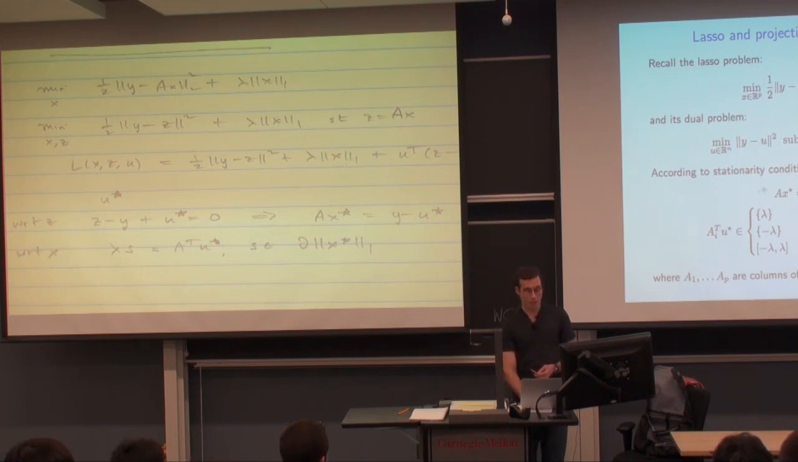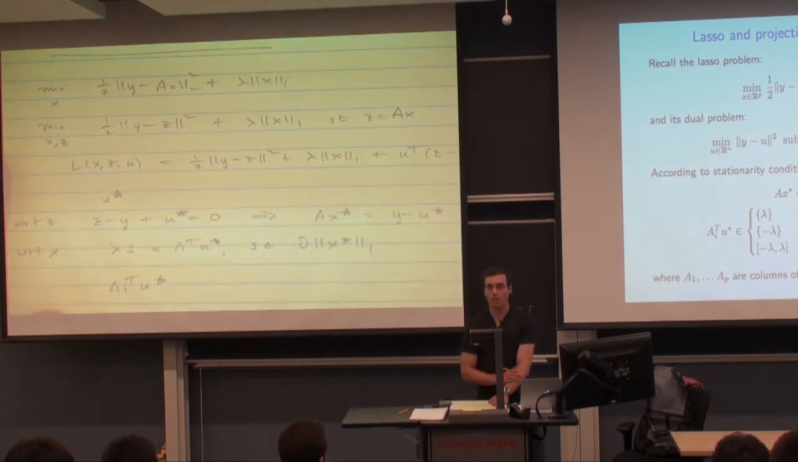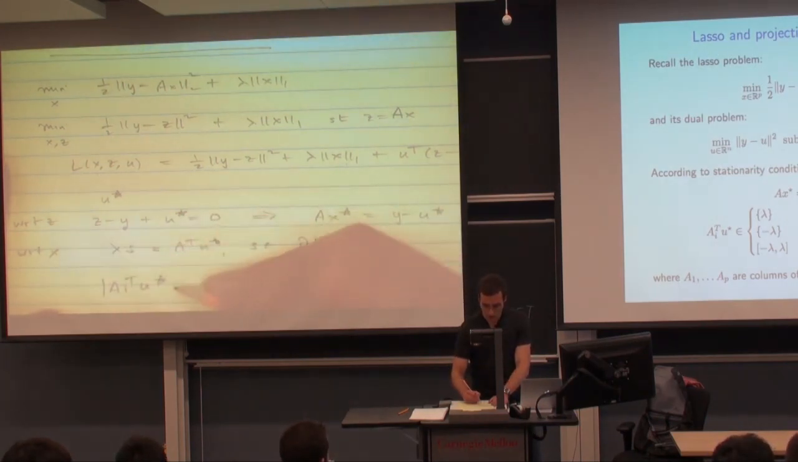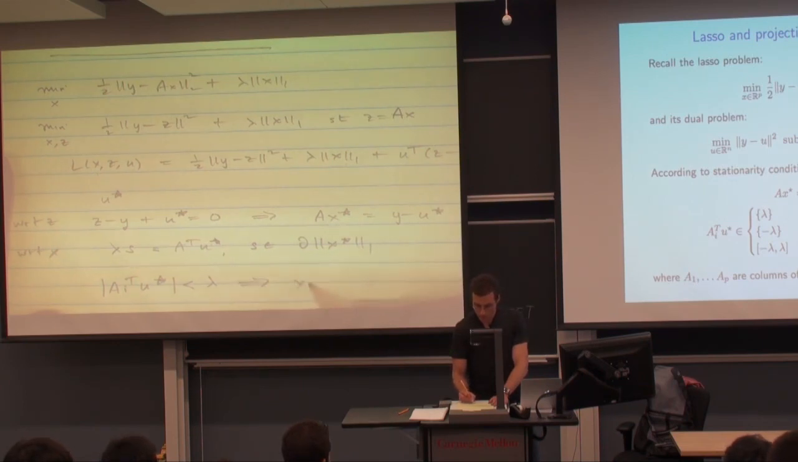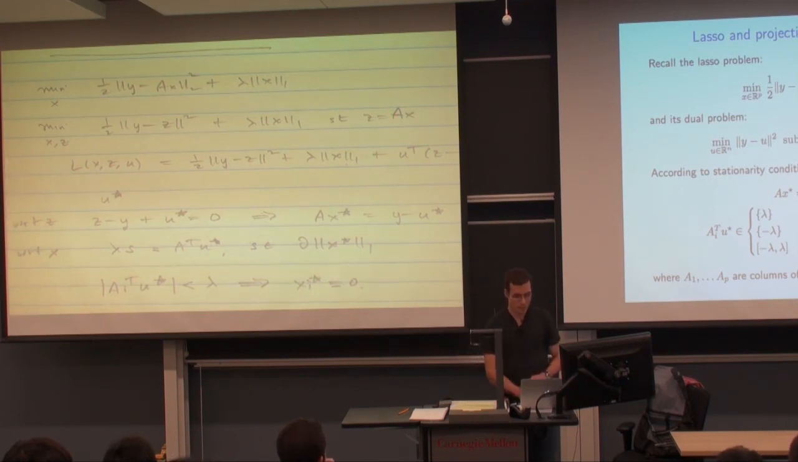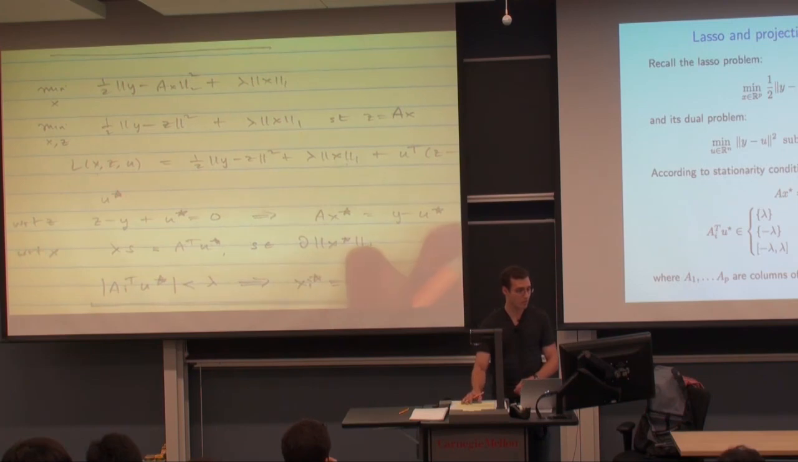So what can we learn from this? If it so happens that I solve the dual problem and I take the inner product of the dual variable with the ith column of A, and I see that it is less than lambda in absolute value, then this implies that the ith component of x at the solution must be 0. Because it tells me that I'm in the case where it is strictly between minus lambda and lambda, and that can only happen if x i is 0 in that component. So that's a nice relationship between the primal and the dual. These are both nice relationships.